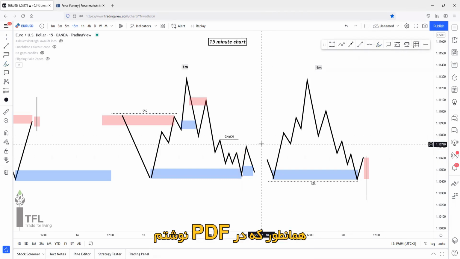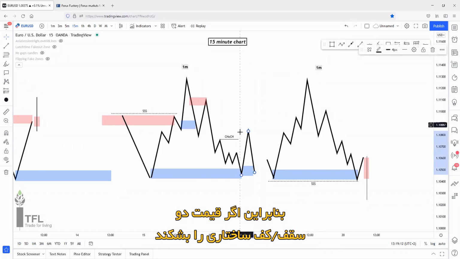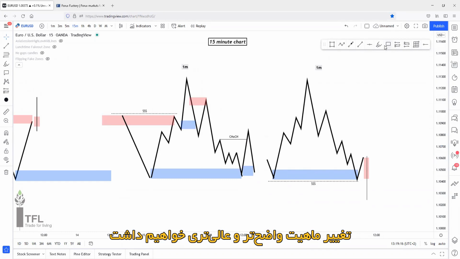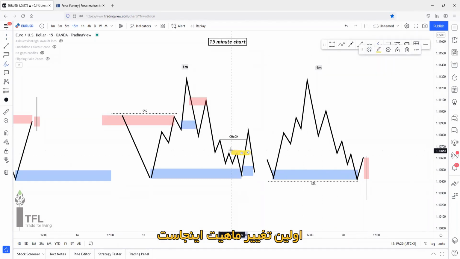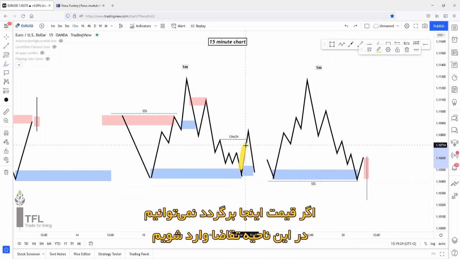And as I wrote it down in the PDF, if a double opposite zone is being broken, then it will be the best change of character for us. So if price breaks above 2 structural highs or lows, that will be a clear and perfect change of character. First change of character right here. We don't know if it was just a liquidity sweep or a change of character. If it reverses here, we won't be able to enter on this demand zone.